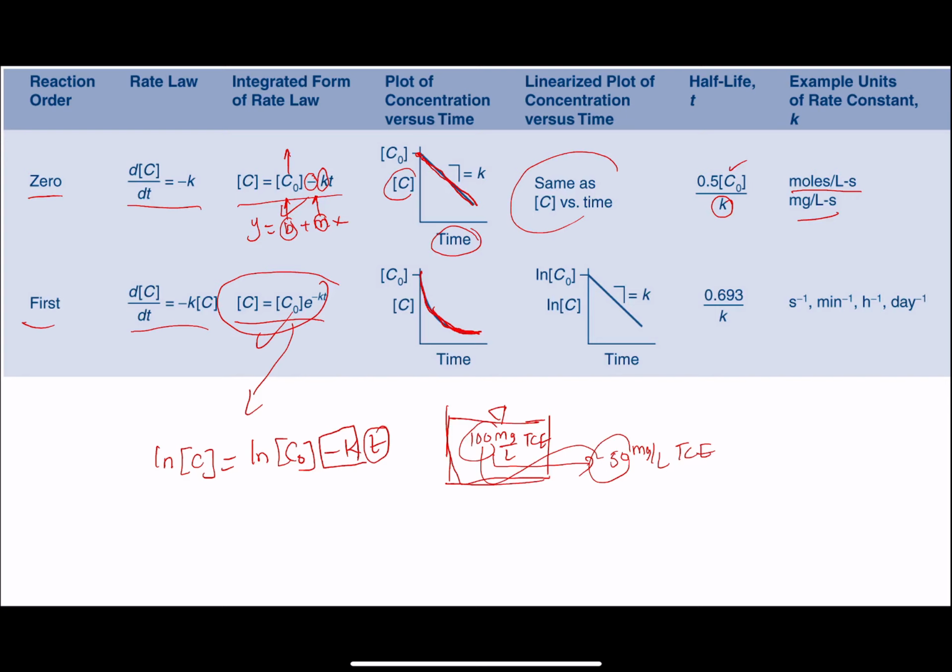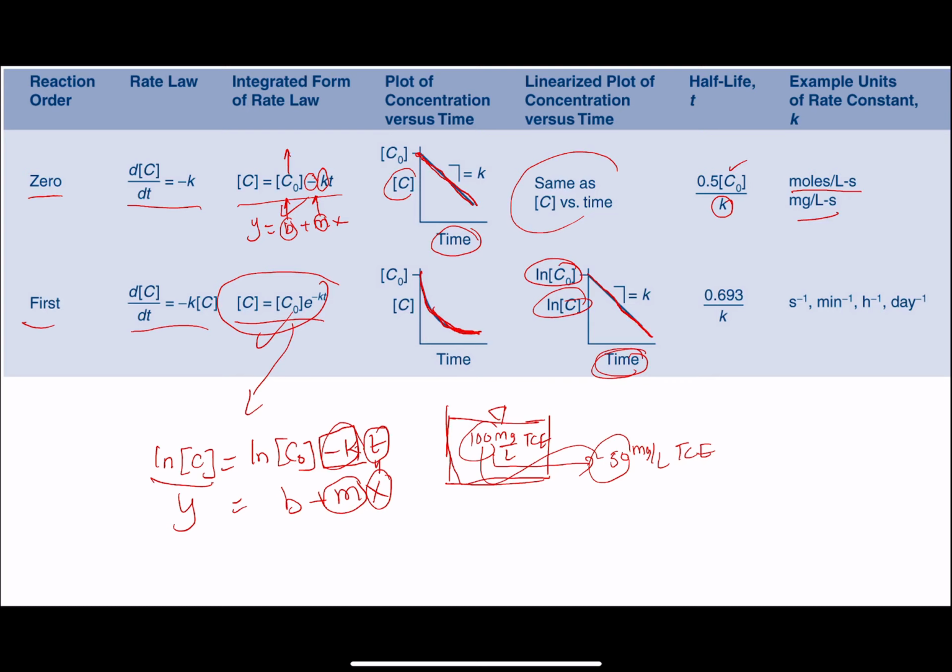This is y, and this is B. So T is the x-axis and ln C is the y-axis. And then when you plot it, the slope is minus K. And of course, you can see it's going down. And the intercept with the y-axis is ln C naught. And you could find out all the parameters out of it if it's first order.